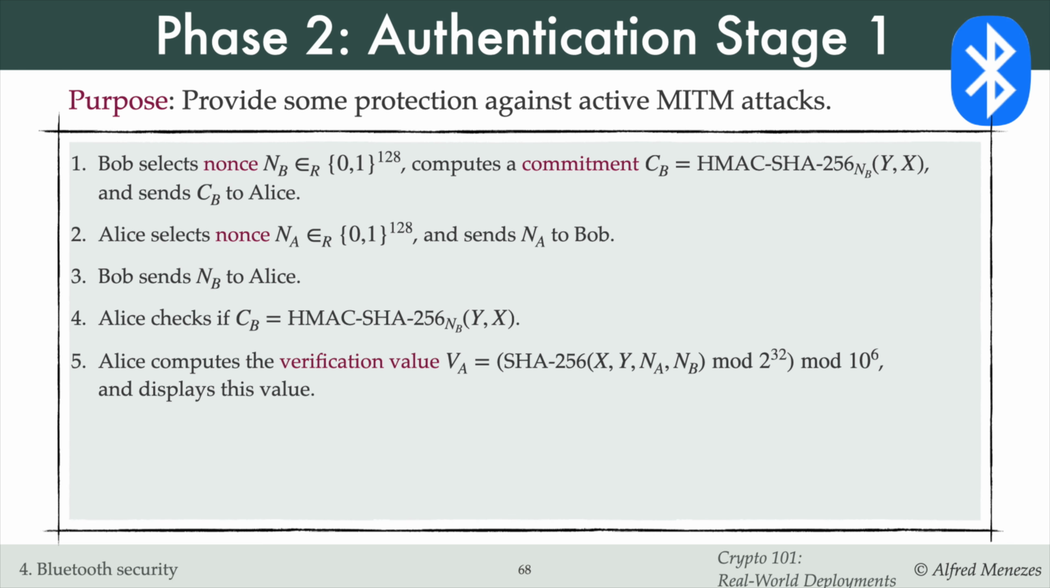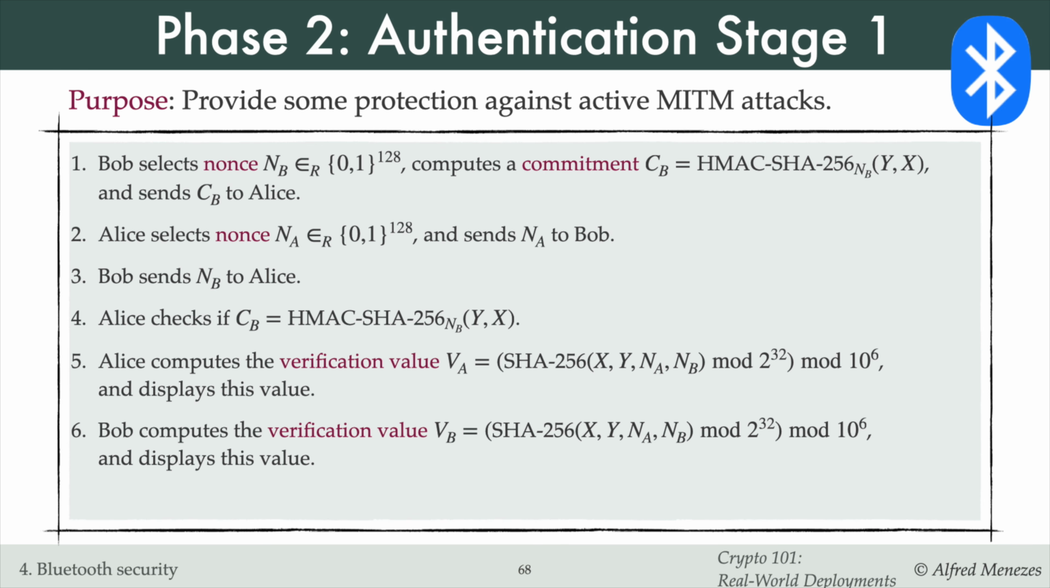In step 5, Alice computes her verification value VA by hashing the exchange points and nonces, extracting the rightmost 32 bits of the resulting hash value, and reducing that value modulo 1 million. This results in a 6-digit decimal number, which is displayed on Alice's device. Similarly, Bob computes his verification value VB and displays it on his device.